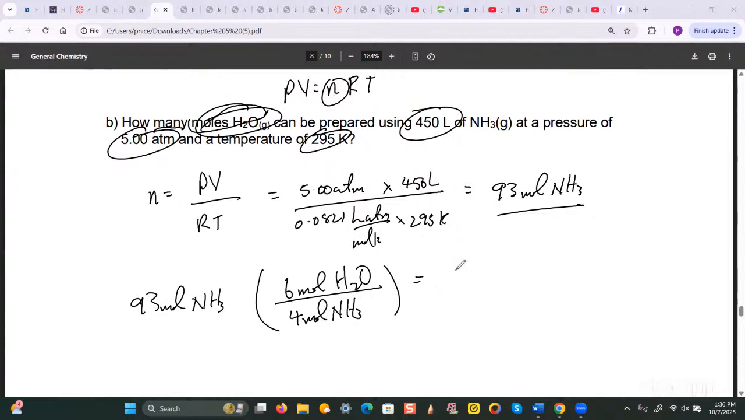So again, round off to 2 sig figs. So that's 140 moles of H2O. All right. So that's how that is done. Okay. Any questions about this one?